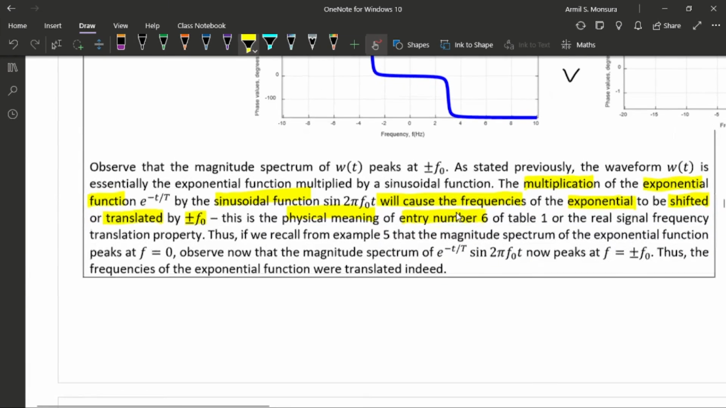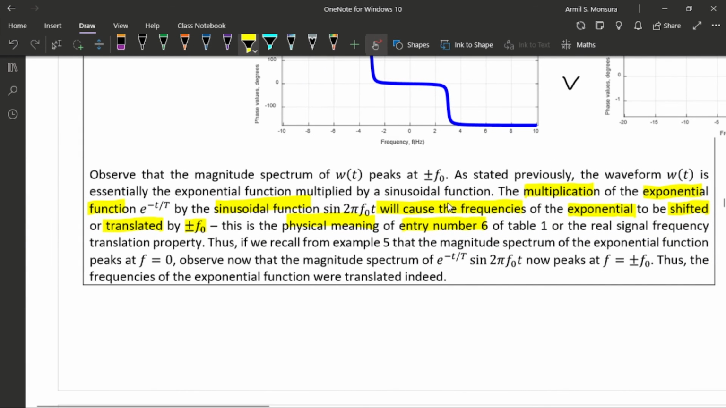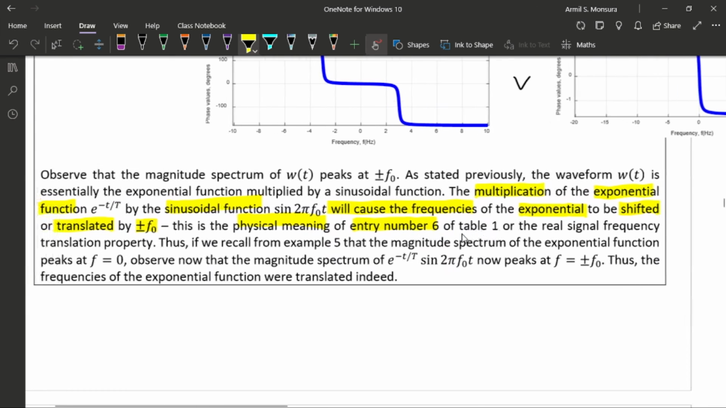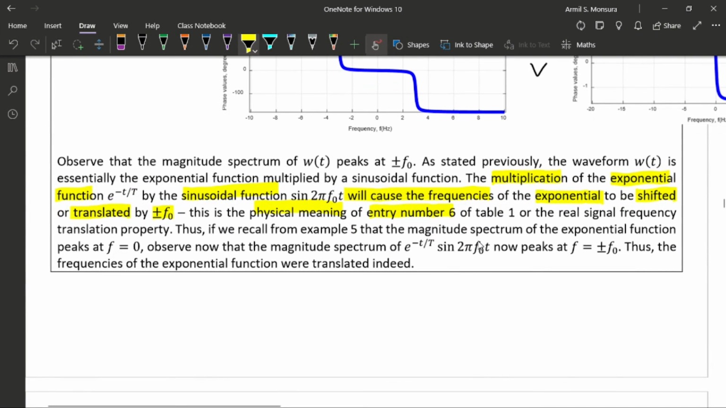Okay? So, kung gusto pa natin magpaka-technical in regard to this one. Okay? So, do recall from example 5 that the magnitude spectrum of the exponential function peaks at F equals 0? Observe now that the magnitude spectrum of e raised to negative t sine of 2 pi f0 t now peaks at these frequencies. Okay? So you would now observe the what we call yung translation. Okay? So again, kung gusto nyo pa mas magpaka-technical dyan, aside from translation, that is also called modulation. Okay?